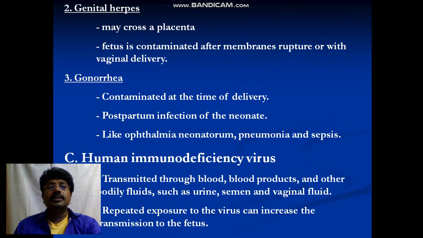The genital herpes may cross the placenta. Herpes is caused by herpes simplex. The fetus is contaminated after membrane rupture or with vaginal delivery. So actually sometimes the herpes crosses the placenta.